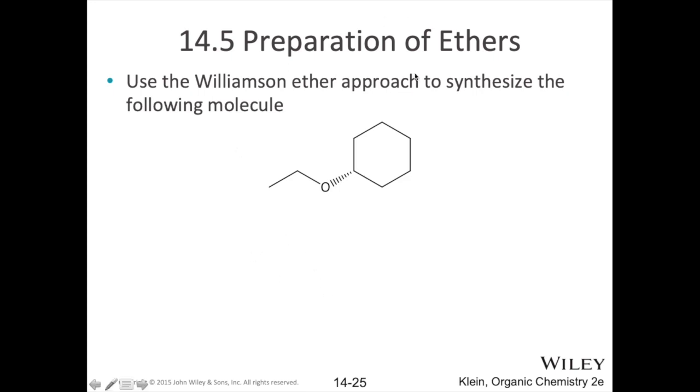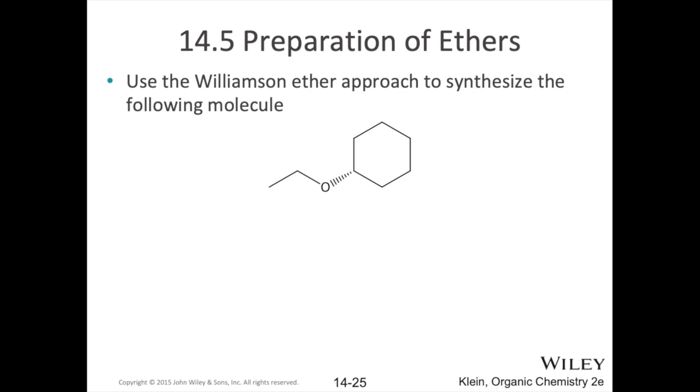So here's an ether we want to make, and the question asks us to use the Williamson ether approach since it's asymmetrical. Now, they've used some stereochemistry here. They've used a dashed wedge to get you to think about which one was your alcohol, which one was your alkyl halide. Like, where did your two alkyl groups come from?